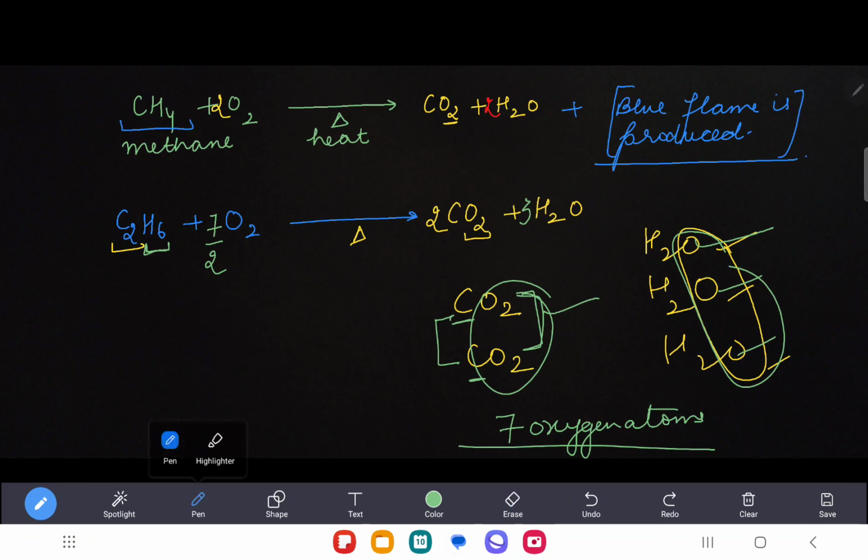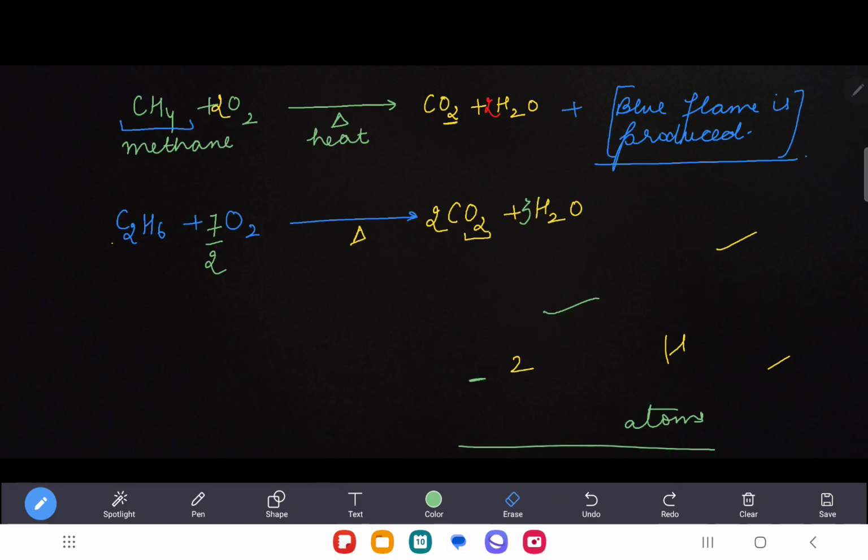You understand? So now, when you're balancing the equation, Ayush, you are not supposed to put fractional coefficients. You see this coefficient 7 over 2? This 7 over 2 should not be fractional. So what do I do to remove this fractional coefficient? I would multiply my entire equation by 2.